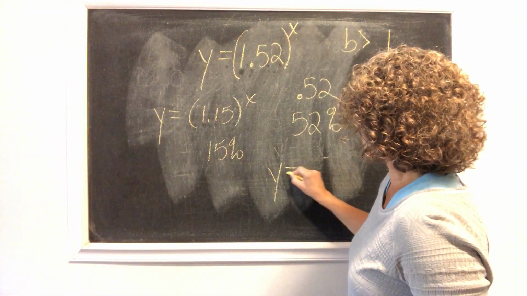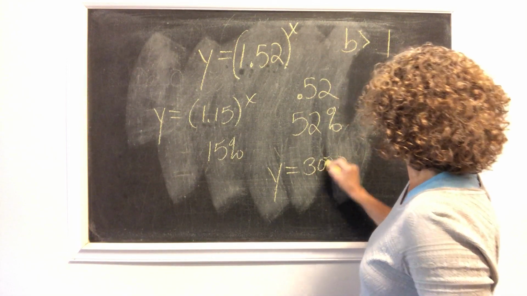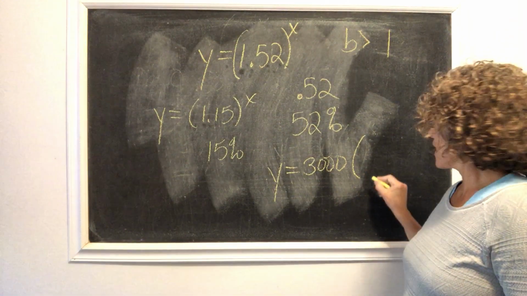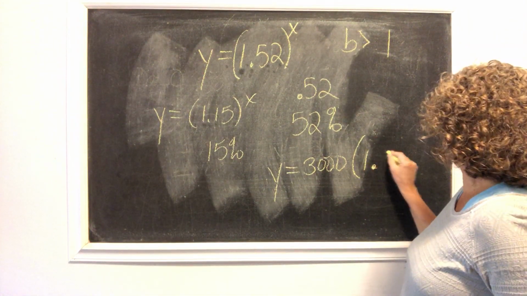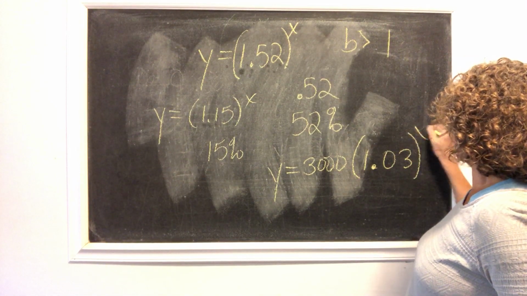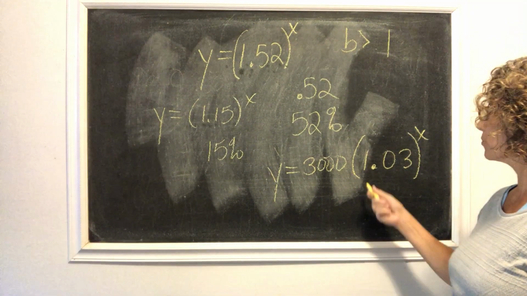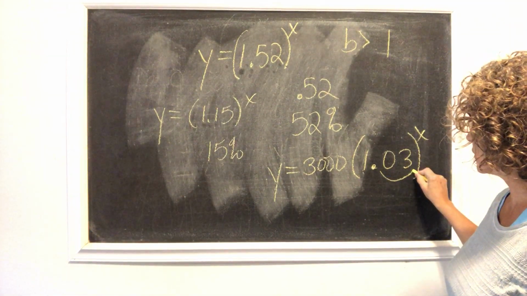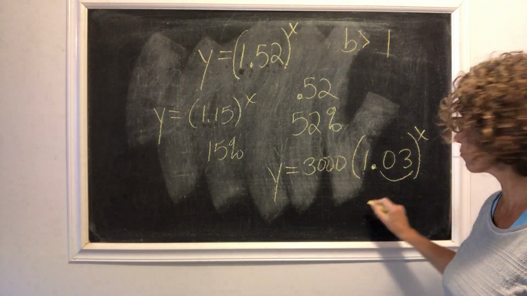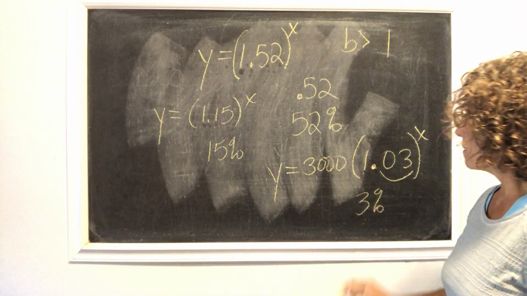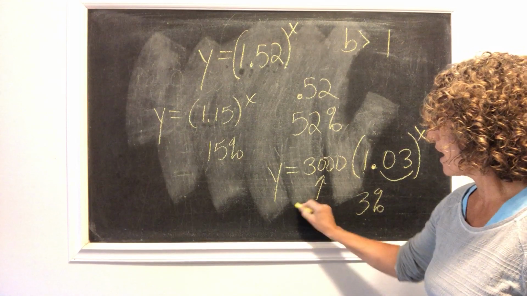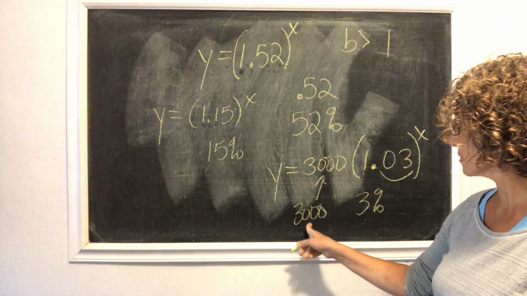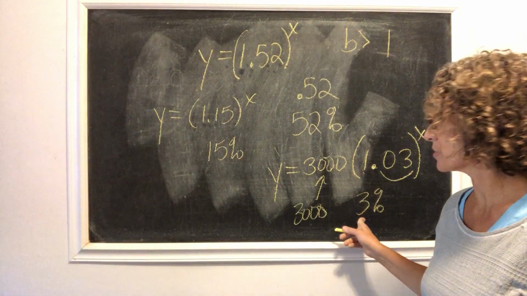Now what if I put a coefficient in front of it? So I say y equals 3,000 as the coefficient in front, and 1.03 as my growth factor. I know it's growth because, again, b is greater than 1. And then I look at this section to say that it is growing by 3% and starts off at 3,000. So whatever it is I'm talking about has a start of 3,000 and is growing by 3%.